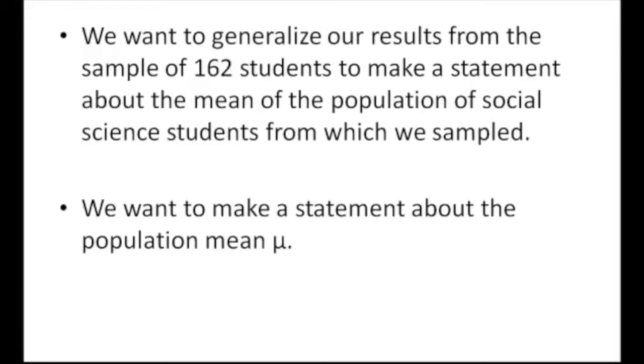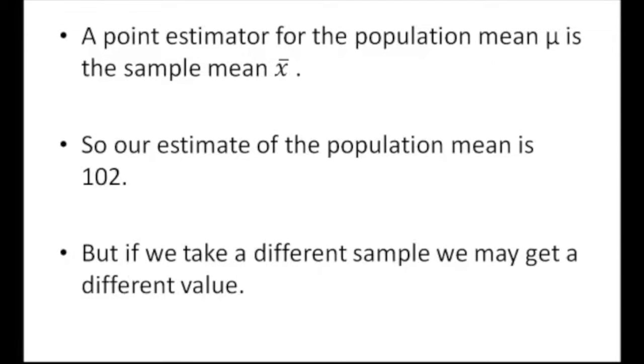15. We want to generalize our results from the sample of 162 students to make a statement about the mean of the population of social science students from which we sampled. We want to make a statement about the population mean mu. A point estimator for the population mean is the sample mean x bar. So our estimate of the population mean is 102. But if we take a different sample, we may get a different value.